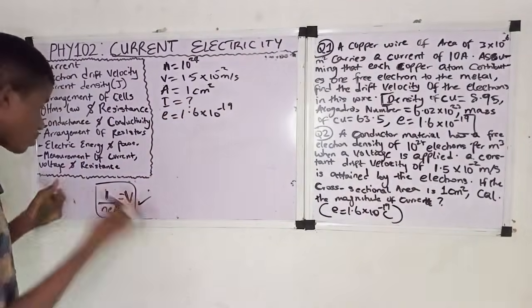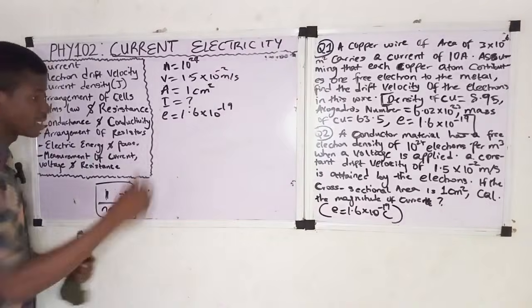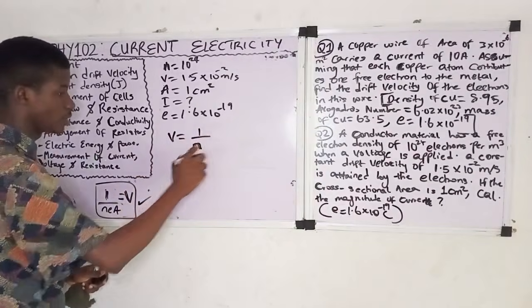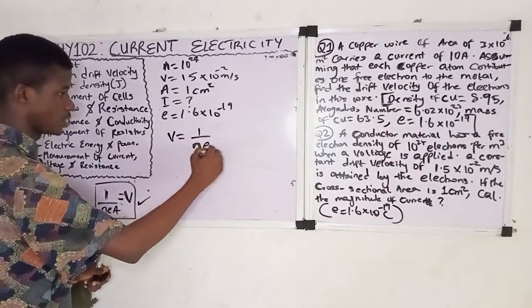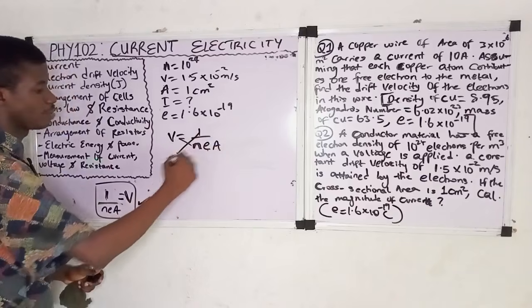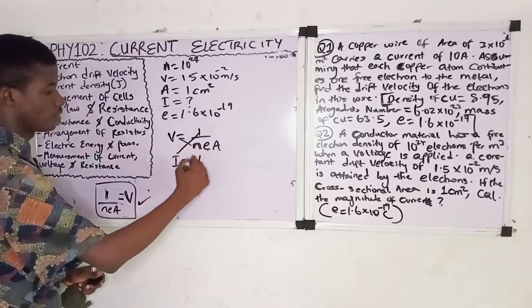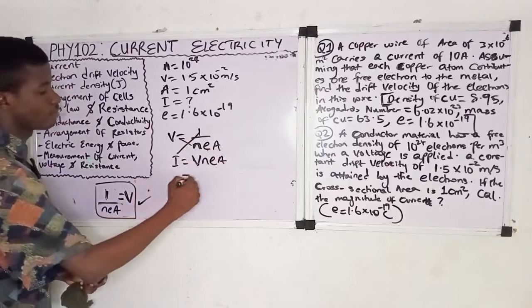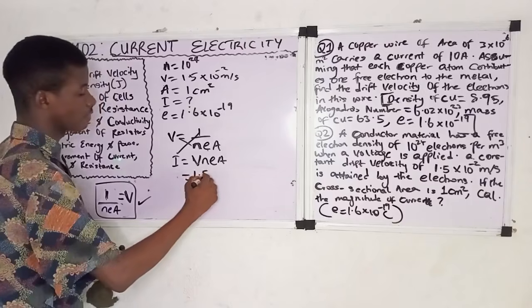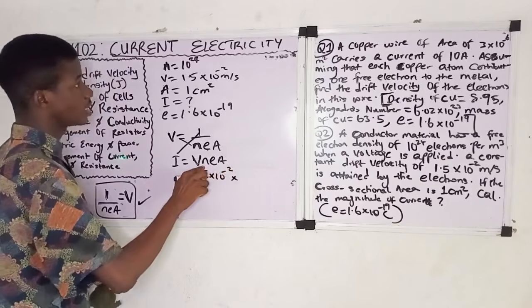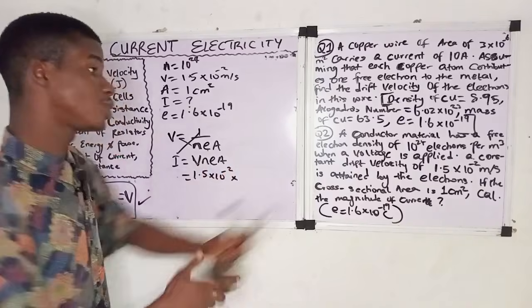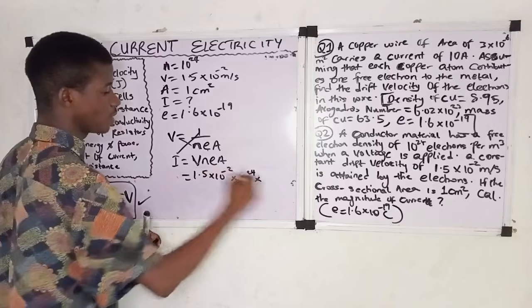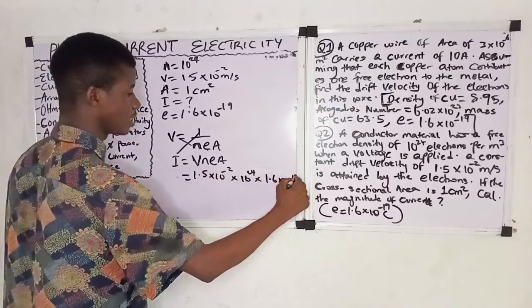How are we going to do it? This is the formula. We are looking for I, right? We all know that drift velocity is equal to current over electron density times charge of electron times area. So just cross multiply. Current will be equal to drift velocity multiplied by n, e, and A. So let us multiply everything straight. Drift velocity is 1.5 times 10 to the minus 2, electron density is 10 to the power 24, and charge of electron is 1.6 times 10 to the power minus 19.